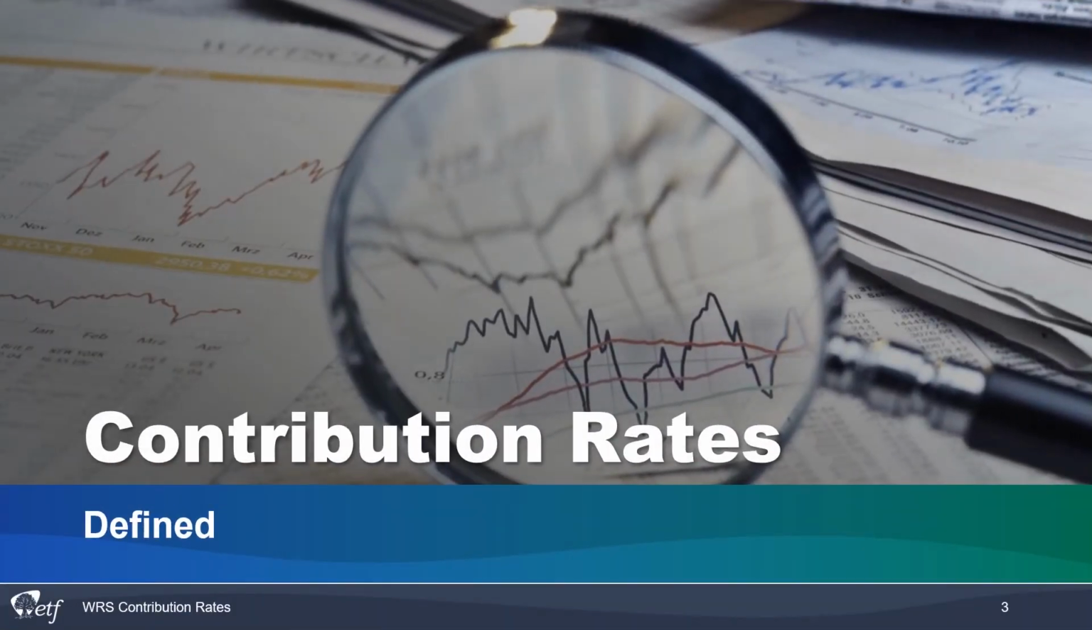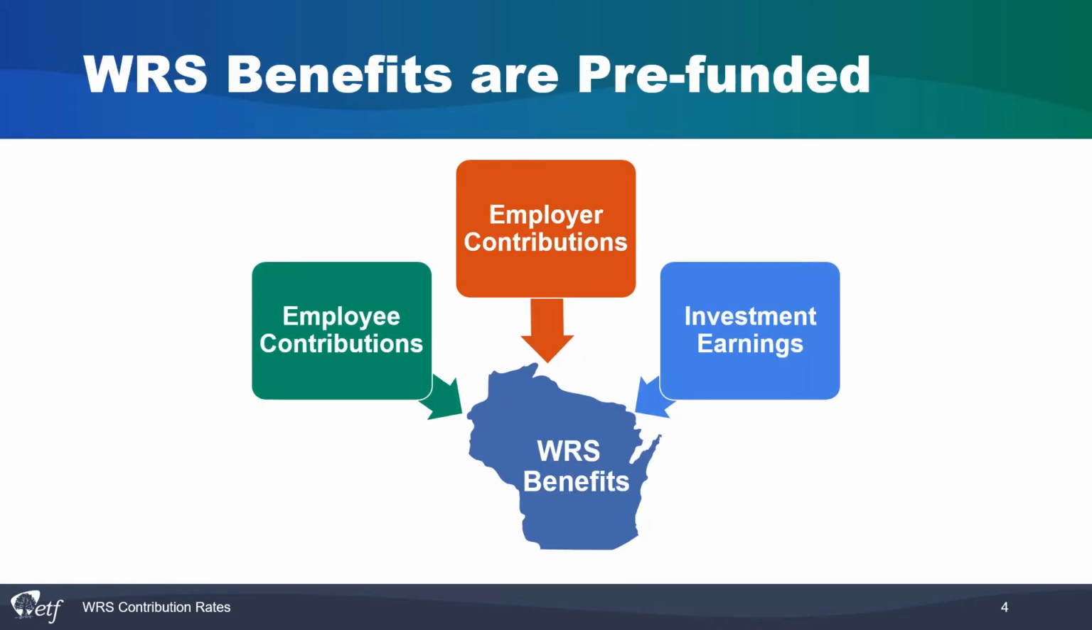So what are contribution rates? First, you need to know what they are and who pays them. The money to pay WRS benefits comes from individual employee and employer contributions, also known as required contributions, and investment earnings. The required contributions amount you and your employer pay into your account are a percentage of your annual salary. These rates may vary depending on employment category. To keep our WRS benefits funded, these rates may change annually based on an actuarial analysis.